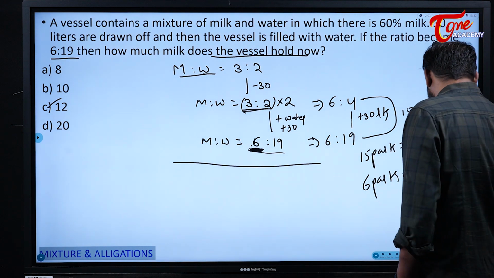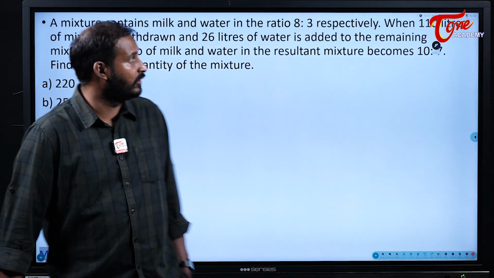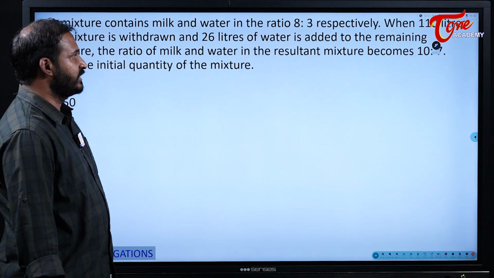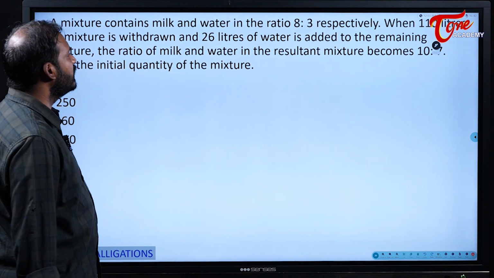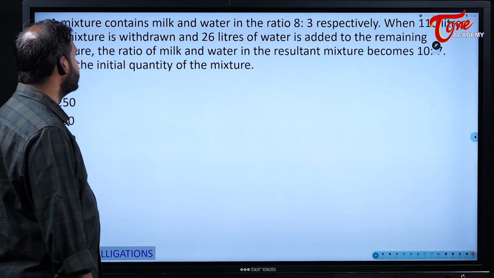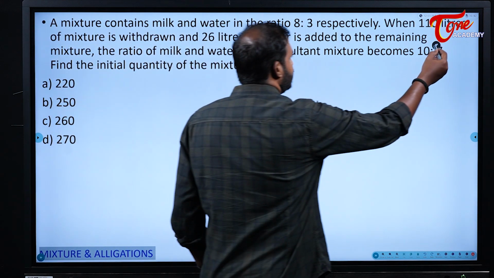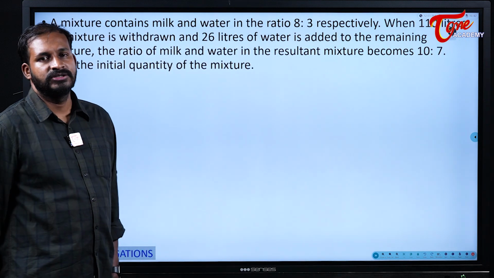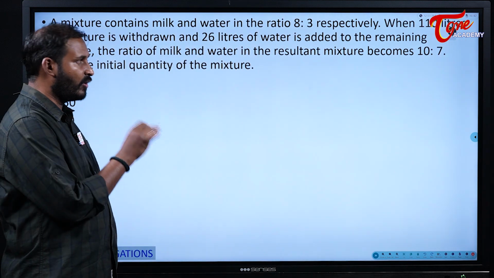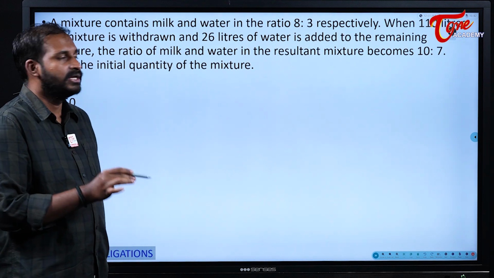Understood? Next one. A mixture contains milk and water in the ratio of 8 is to 3 respectively. When 110 liters of mixture is withdrawn and 26 liters of water is added to the remaining mixture, the ratio of milk and water in the resultant mixture becomes 10 is to 7. Find the initial quantity of the mixture. Students, first of all, please pause the video and try to solve it, because we solved a similar one. Anyway, I will tell you.